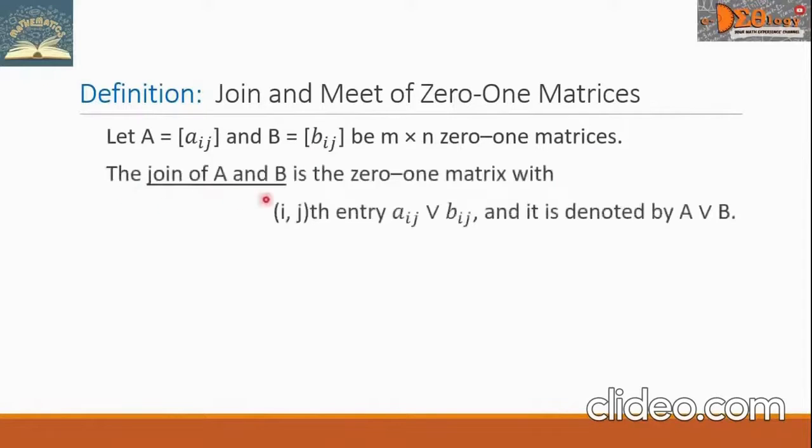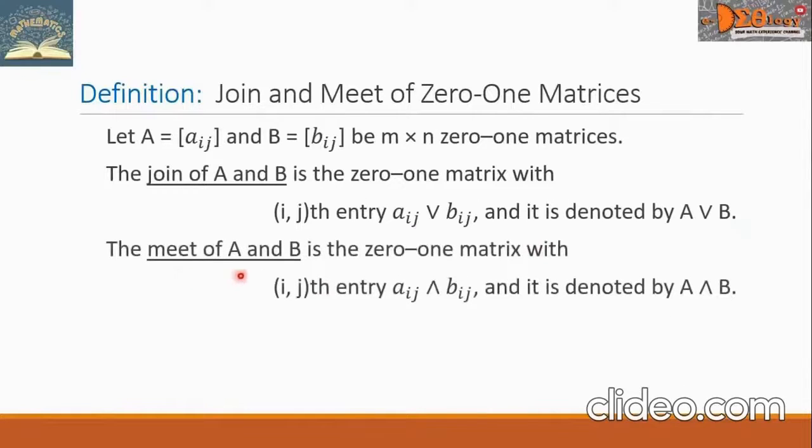The join of A and B is the 0-1 matrix with ijth entry a sub ij OR b sub ij, and it is denoted by A OR B. The meet of A and B is the 0-1 matrix with ij entry a sub ij AND b sub ij, and it is denoted by A AND B.